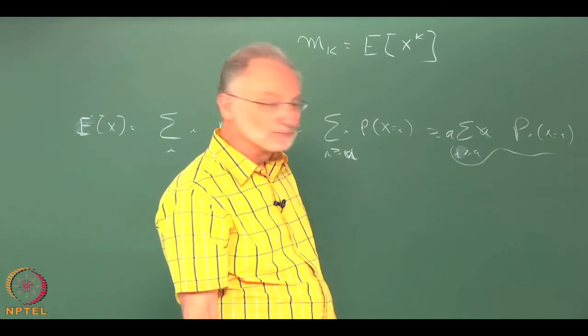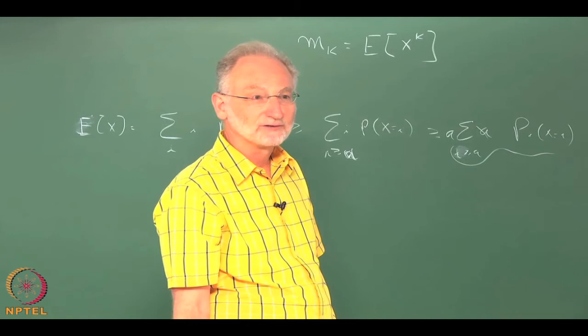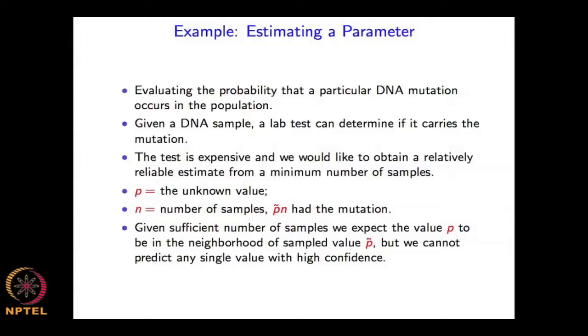So the simple application of all this is estimating a parameter. And the question is actually not a probability question, not a computer science question, it's a question in statistics, but it gives us the right idea of what's happening here. So assume that there is some unknown p value. The story here is I want to know the fraction of the population that has a particular mutation.